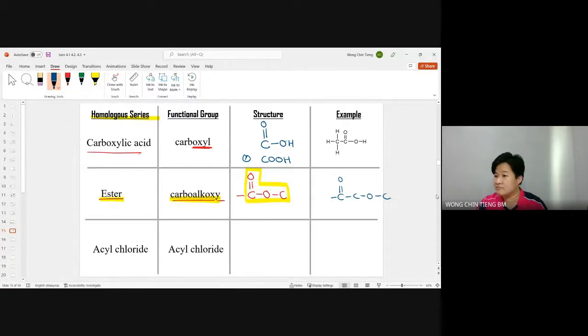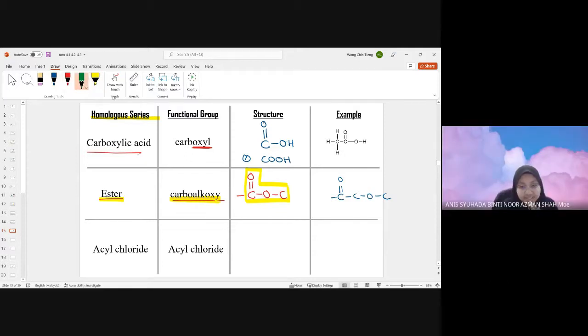Why not? Why not? Anis, why not? Ada C surplus C. Surplus carbon, guys.